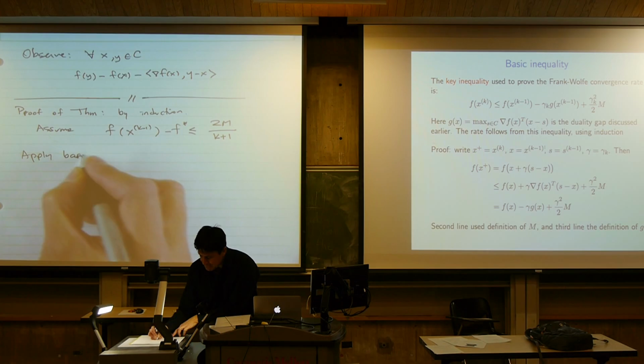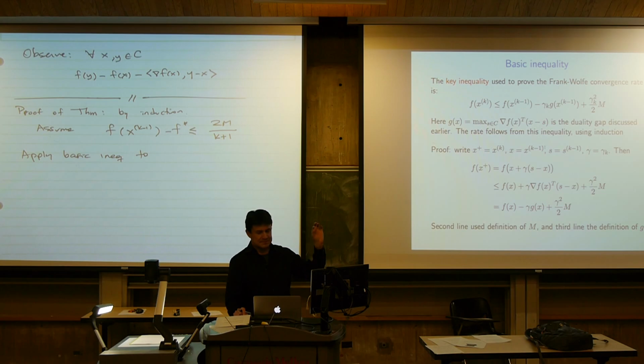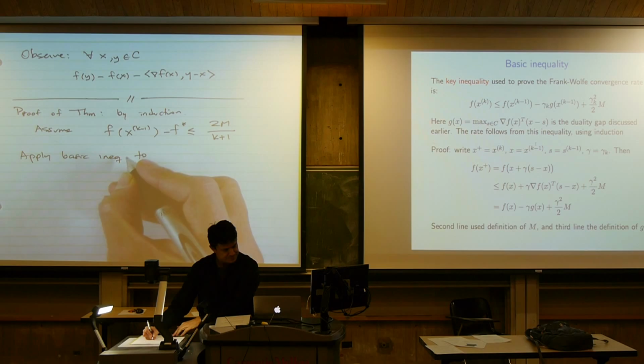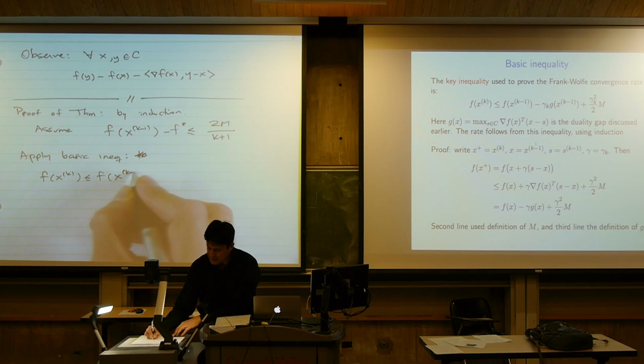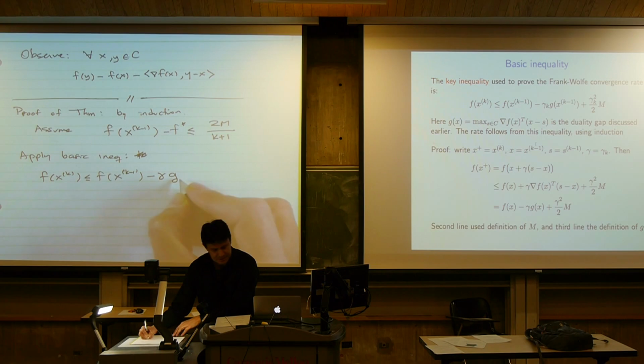So the basic inequality is there, right? I should just put it here. We get that f(x_k) is less than or equal to f(x_{k-1}) minus gamma_k times g(x_{k-1}) plus gamma_k squared over 2 times m. Okay, now g(x_{k-1}), what do we know about g?